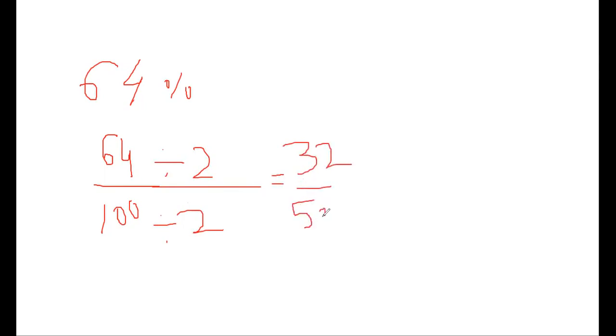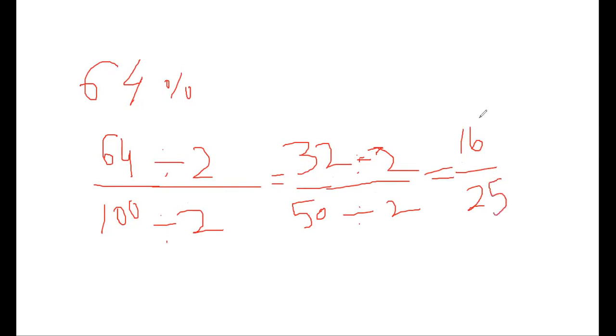It's 32 over 50. Still we can divide it by 2. It's not the simplest form. Now divide by 2 again. It will be 16 over 25. 16 over 25. Is there any other number to divide? No. So 16 over 25 is the answer.